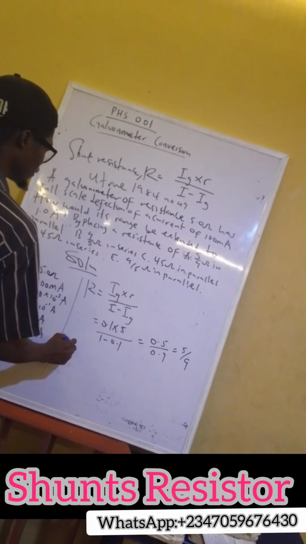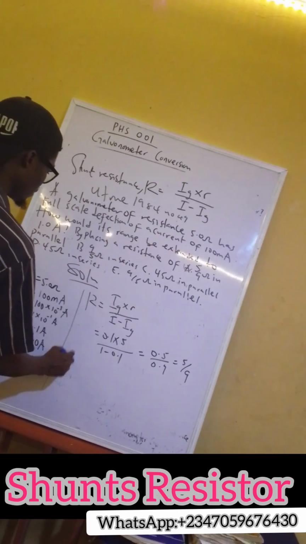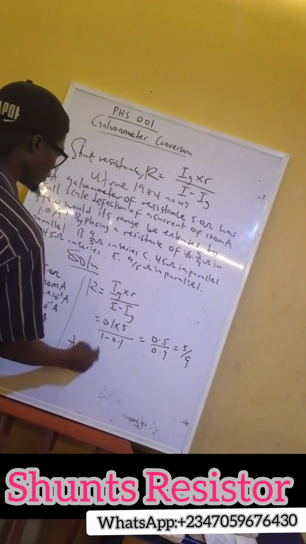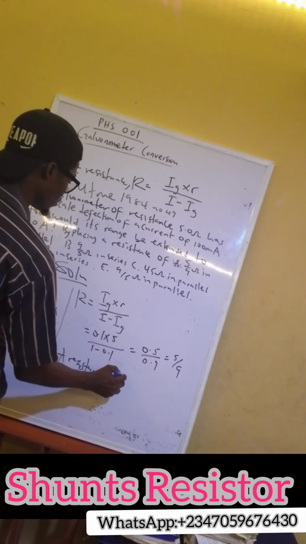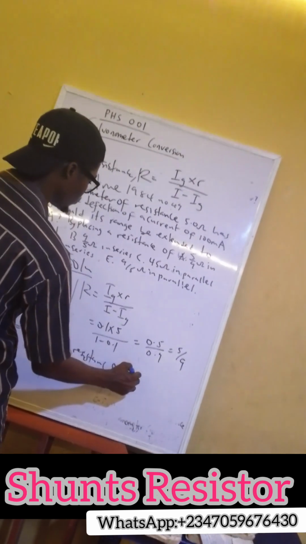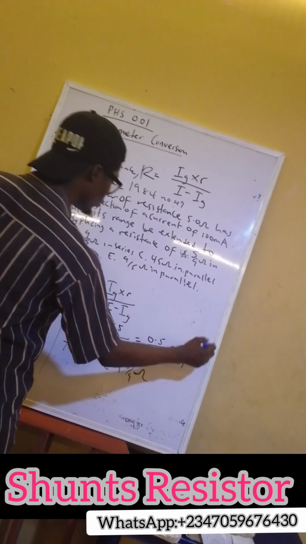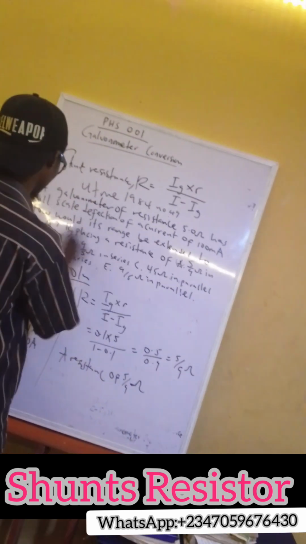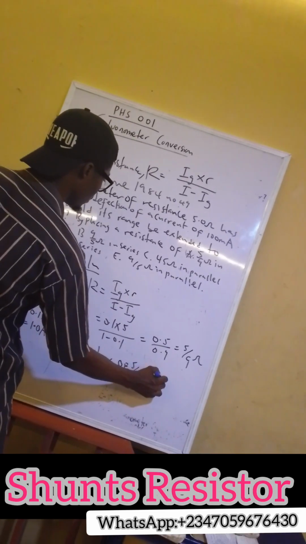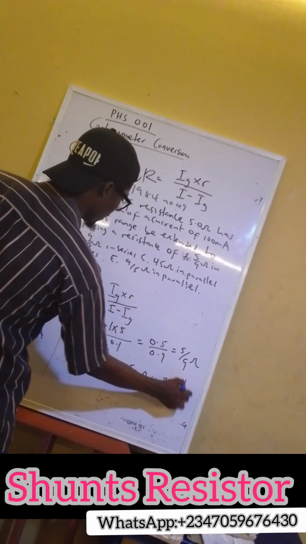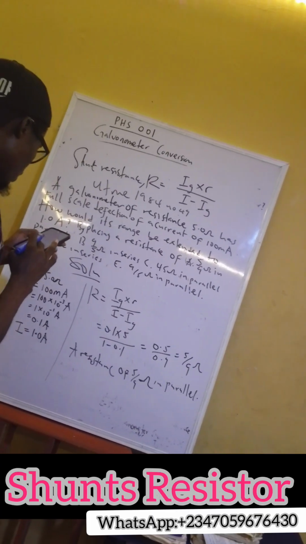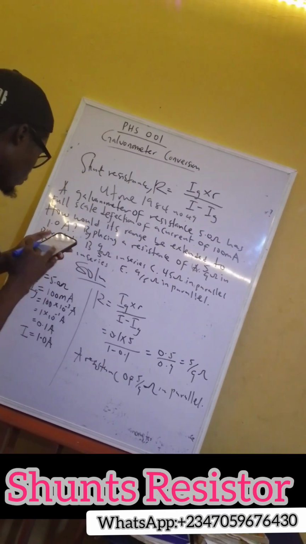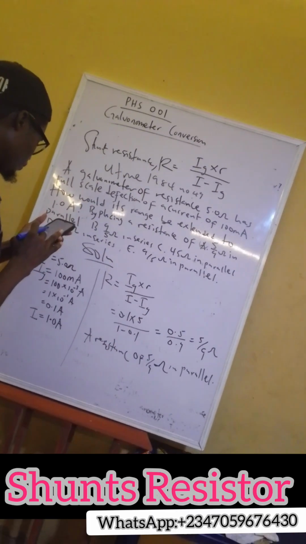So our answer is that we place a resistance of 5 over 9 ohm in parallel. The unit of resistance is ohm. So that's our answer. Now we solve another question. This will be the second question.